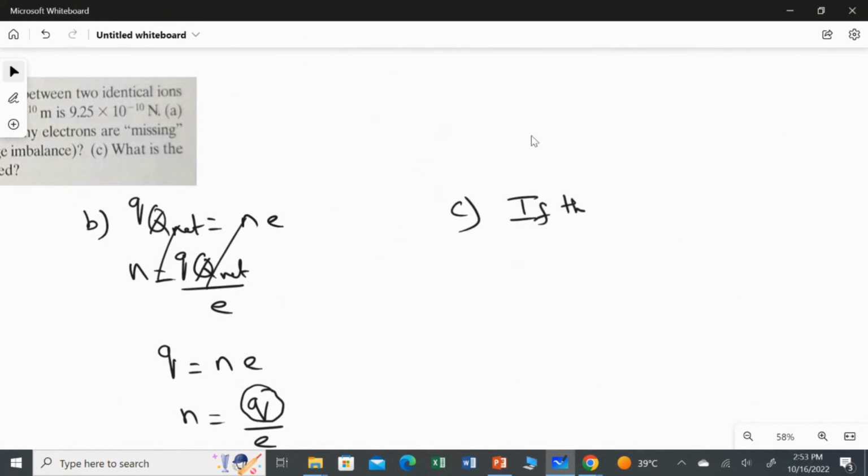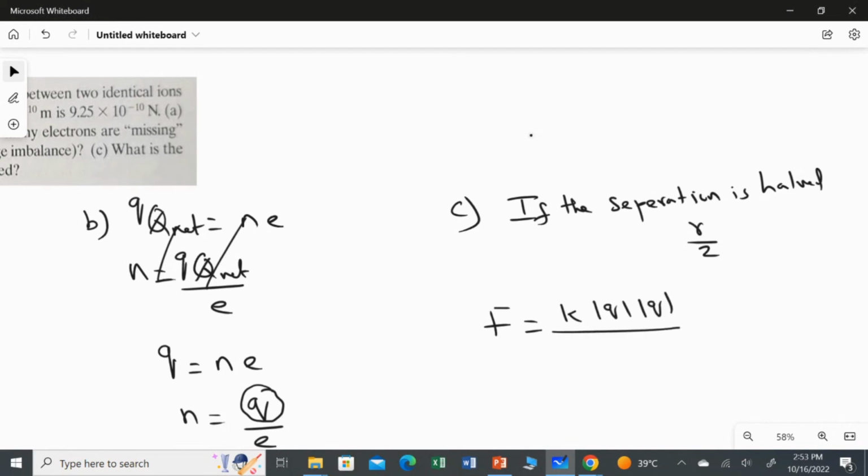If the separation is half, that means r over 2. Am I right? Half means the distance we mentioned as r, but what is half of the distance? R over 2. So we are going to write the Coulomb's law again, F which is equal to K Q magnitude, because two are identical charge, over R over 2, because the distance gets half, the whole square.